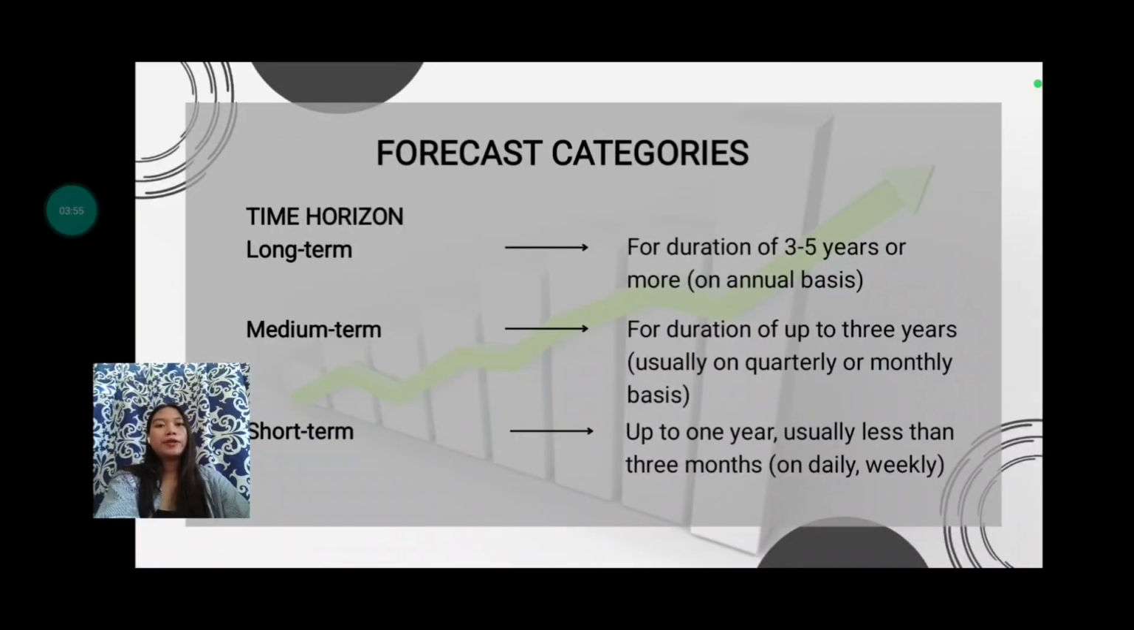So forecast categories, we have the time horizon. We have long term, medium term, and short term. Long term is for a duration of 3 to 5 years or more, on an annual basis. While the medium term is for a duration of up to 3 years, usually on a quarterly or monthly basis. Short term is up to 1 year, usually less than 3 months, on a daily or weekly basis. So a forecast can be short term, medium term, or long term depending on how far into the future your prediction is.